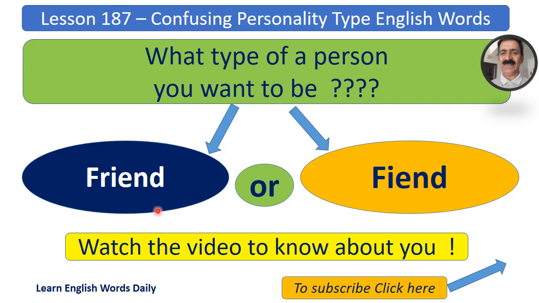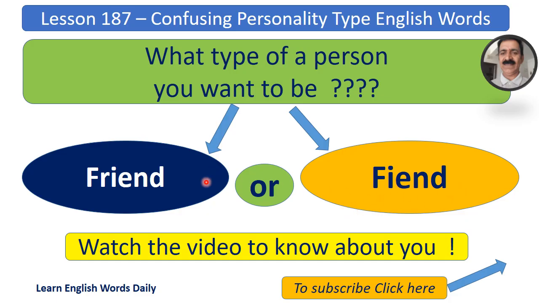The first word is pronounced as friend, F-R-I-E-N-D, friend, and you are very much familiar with this word. The next word, F-I-E-N-D, is pronounced as fiend. I am very much sure most of the people do not know about this word, but this is a word which exists in the English dictionary.